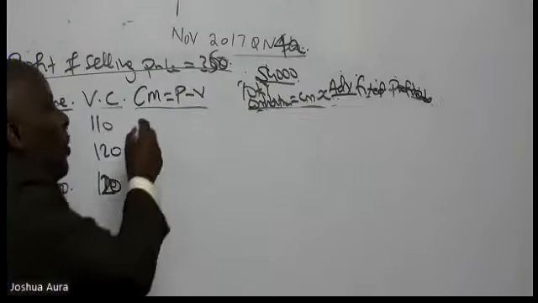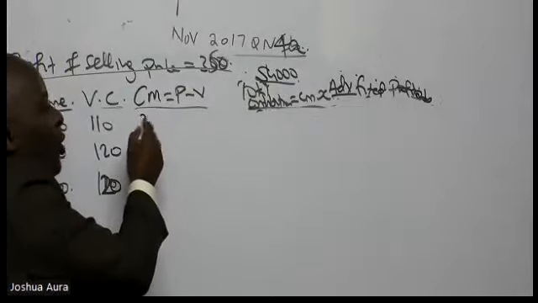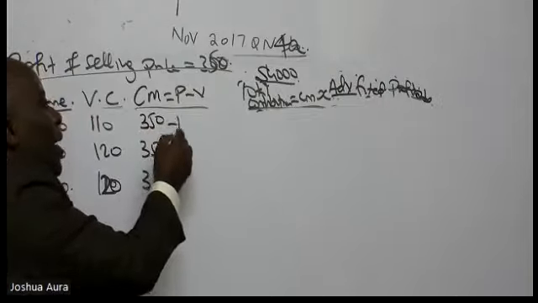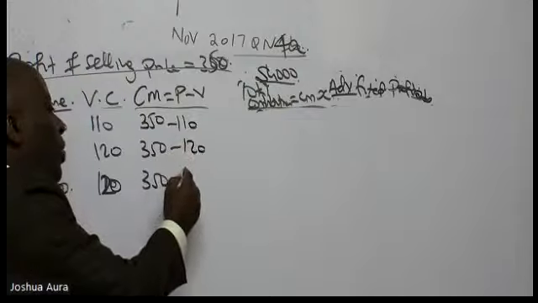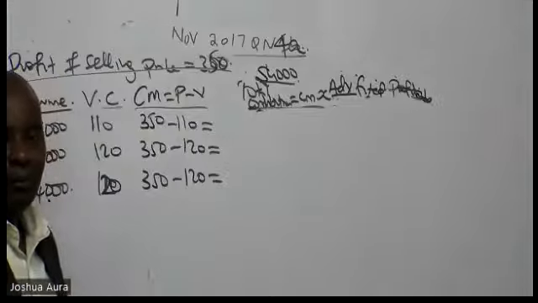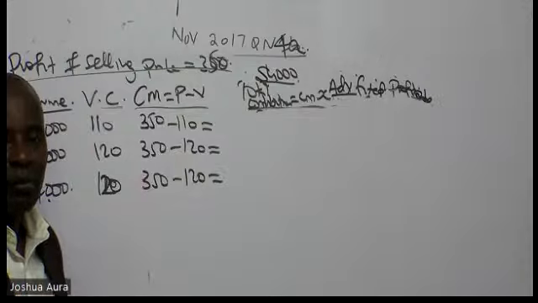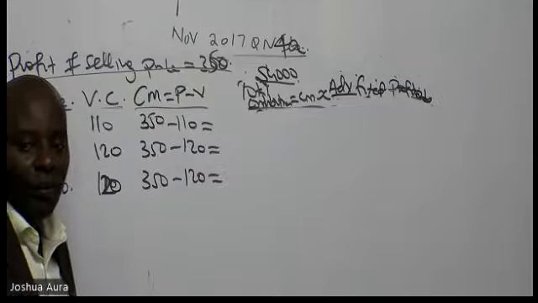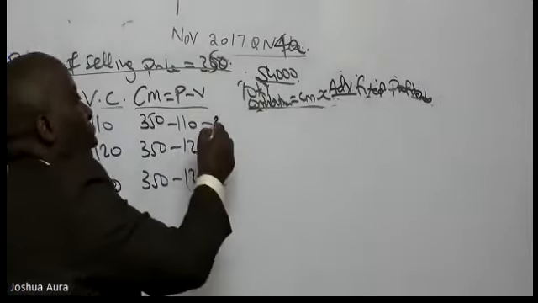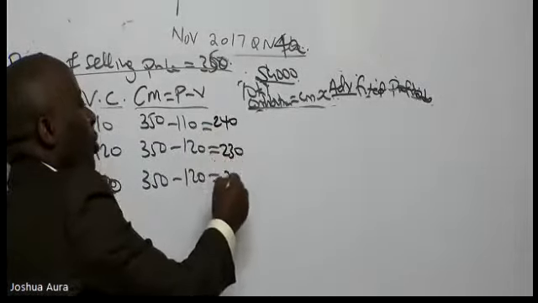So please come and give me the contribution margin. The price now is 350 throughout, minus 110 here, minus 120 here, and 120 there. Could you kindly give me these figures now? The first one, 240, 230, 230.